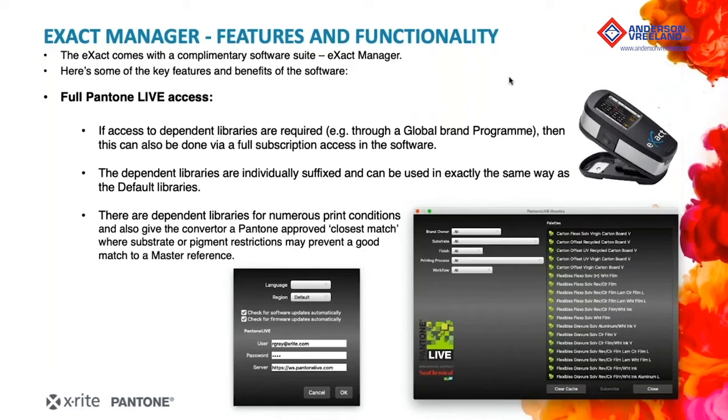So you will find libraries, for example, for offset printed on recycled paper, or printed with flexography on a white film. What this also gives you is a Pantone approved closest match to a master standard when your print, ink or pigment condition doesn't allow that exact match.